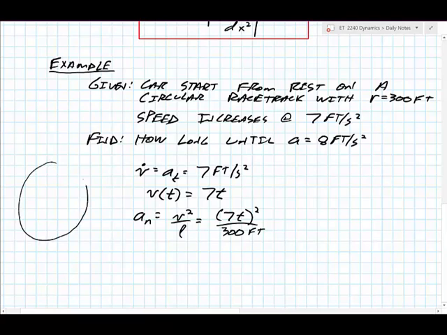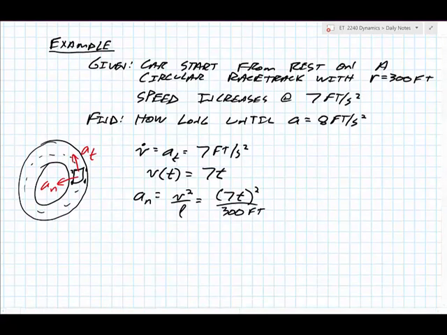And I didn't draw a picture due to lack of time, but I think we can all get an idea. It's a circle, right? It's not too hard. This is like a bird's eye view, my little race car zooming on around, and at any point in time I have my acceleration tangential and my acceleration normal, something like that. So plugging that in, my basic equation would be my total acceleration is equal to the square root of my normal squared plus my tangential squared.